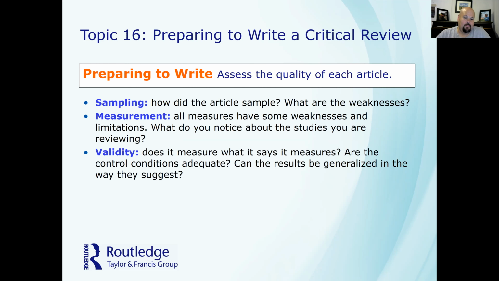And then validity. Does it measure what it says it measures? You're looking at that idea that if something is valid, then it should actually be related to the topic which it's studying. And then can the results be generalized in a way that they suggest? If you're looking at research on children and they're talking about second graders or third graders, then can you relate that to eighth graders if that's what your population is? And so how do you connect those things?